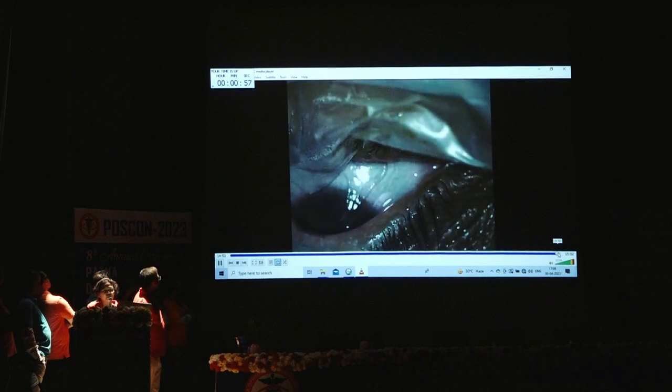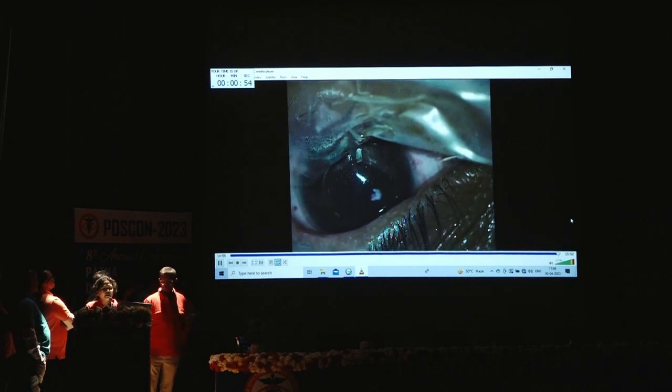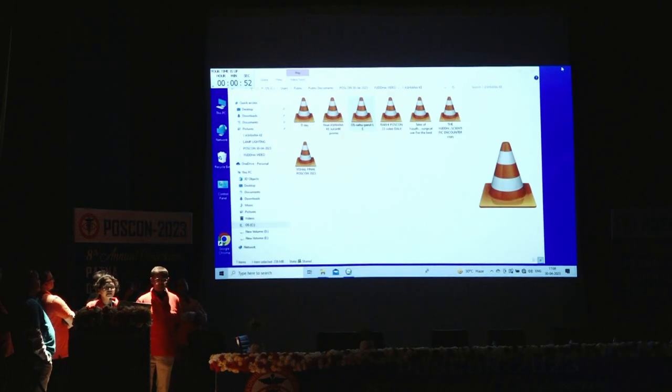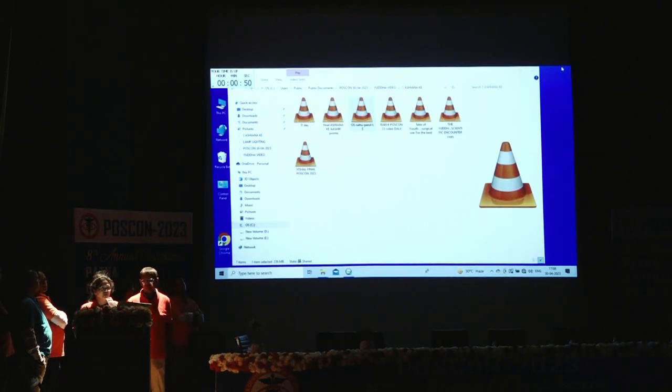So I'll stop here, with the opportunity to present this rare surgery of lenticulorhexis in a case of lenticule adhesion to the cap. Thank you.